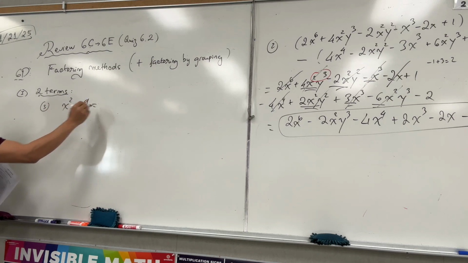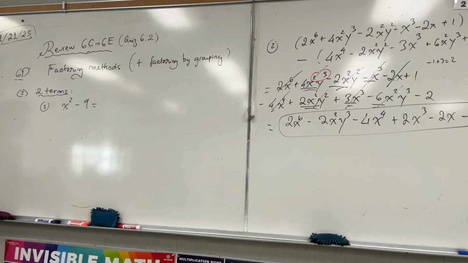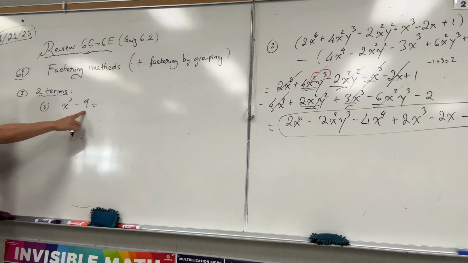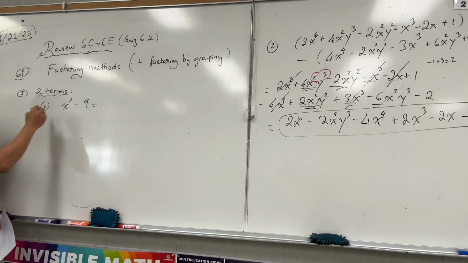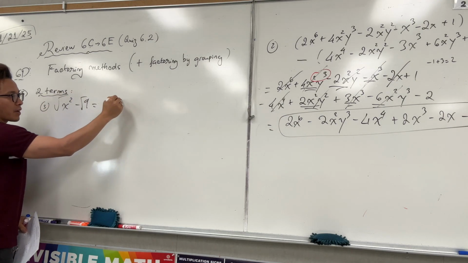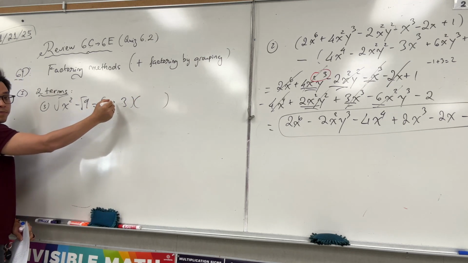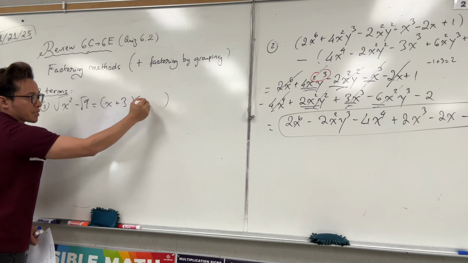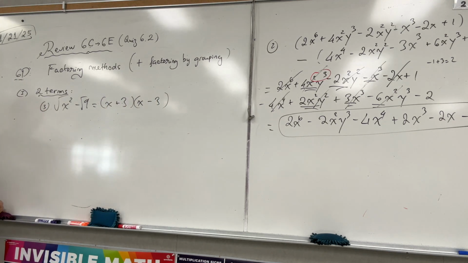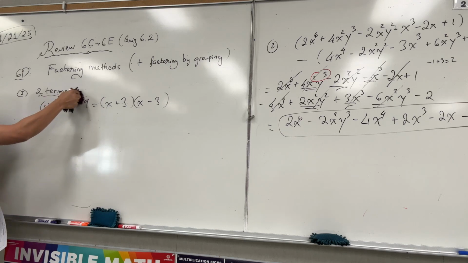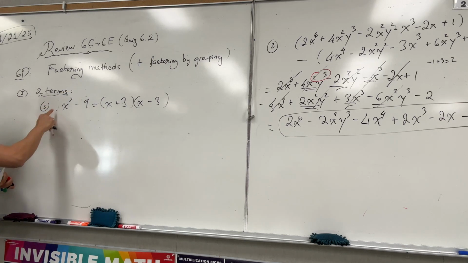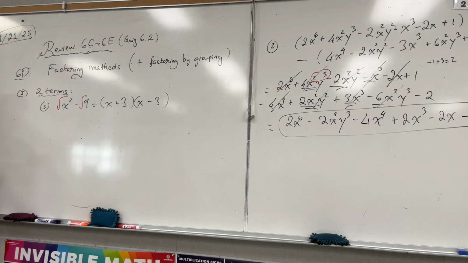X squared minus 9, easy. You're gonna take the square root because 9 is a perfect square, right? What number squared becomes 9? 3. So taking the square root here, I'm gonna have x. Taking the square root here, I'm gonna have 3. And then how do you write it? 1 positive, 1 negative. So x plus 3 and x minus 3. Easy. Just take the square root, okay? It's only applicable when the number is a perfect square. Okay? That's formula number 3. There's a special formula on the side right there.